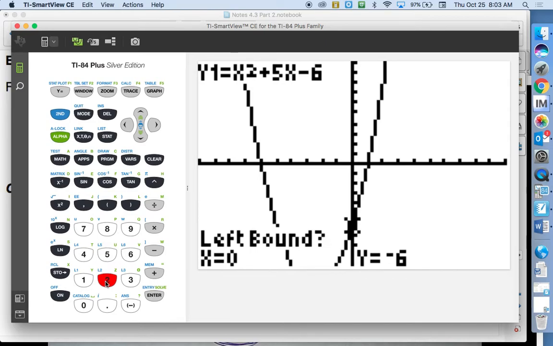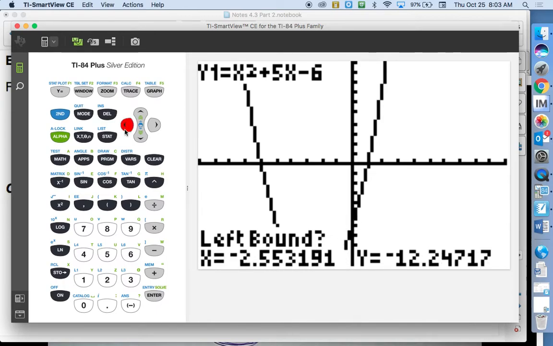And here's where the part is a little tricky. So I'm going to start over here on the left side. I'm just using the left arrow to get my graph, my little blinking guy. There we go. Okay, so here's my little blinking cursor. He's going to be your friend. Right now it looks like he's really close to the x-intercept, but he's not quite on it.